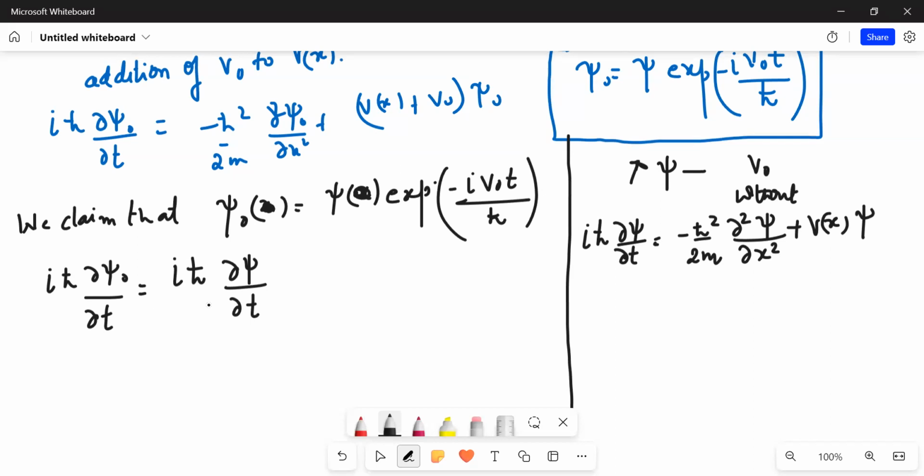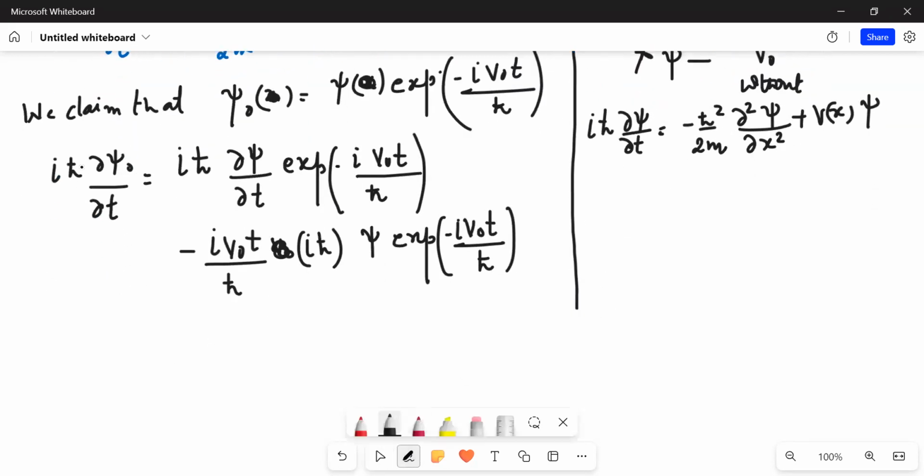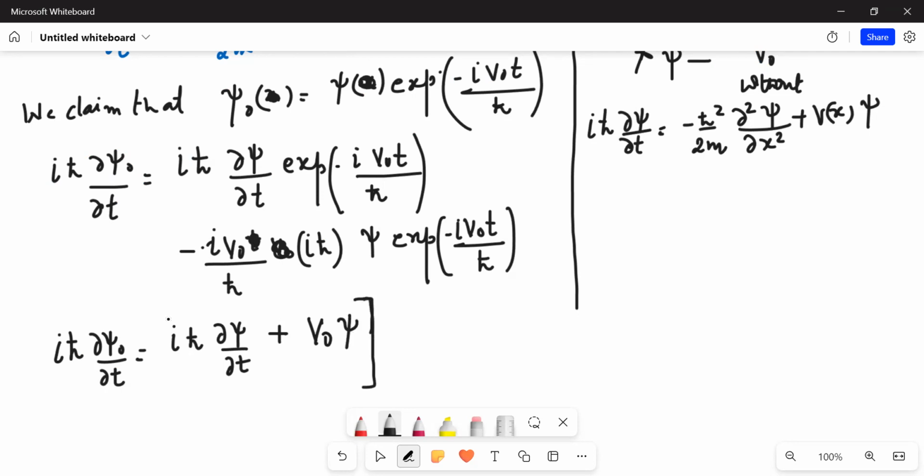Now iota h cut del psi naught upon del t is equal to iota h cut del upon del t of psi times exponential of minus iota V naught t upon h cut. This is equivalent to writing iota h cut del psi upon del t plus V naught, since iota squared is minus 1 and the minus gets added, times psi.